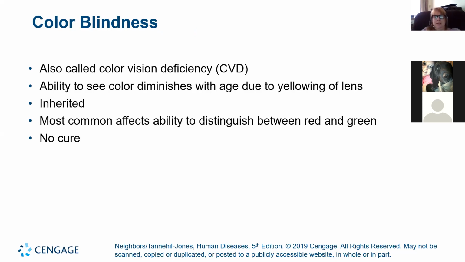Color blindness is also called color vision deficiency, and it's the ability to see color. It can be inherited, or it can be something that occurs as we age due to the yellowing of the lens. The most common ones affect the ability to distinguish between red and green. There is no cure for this.